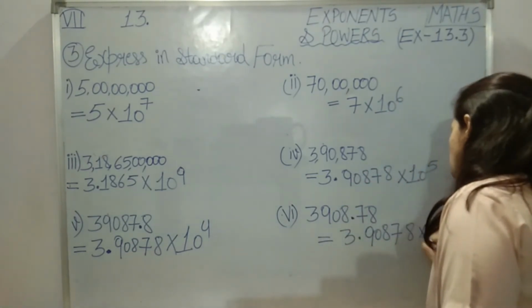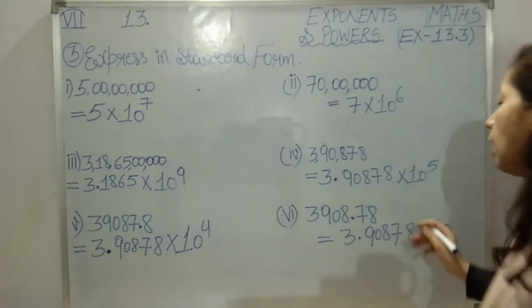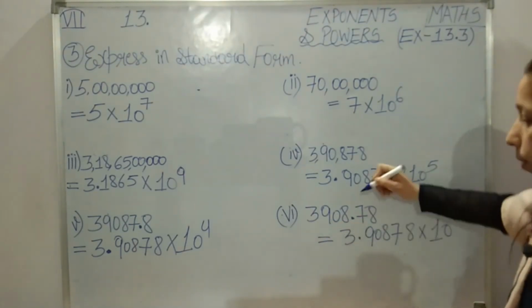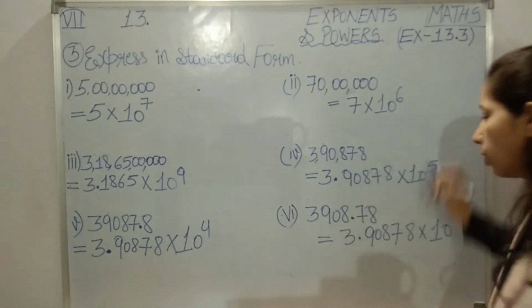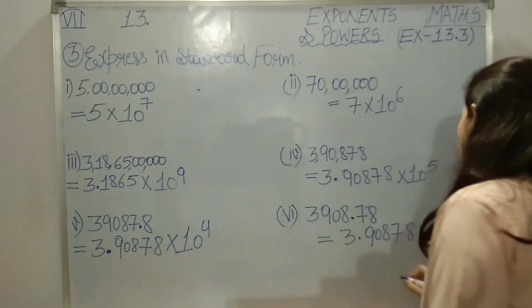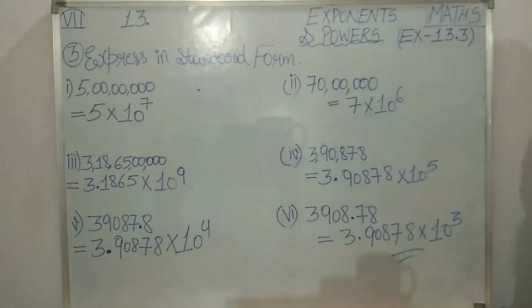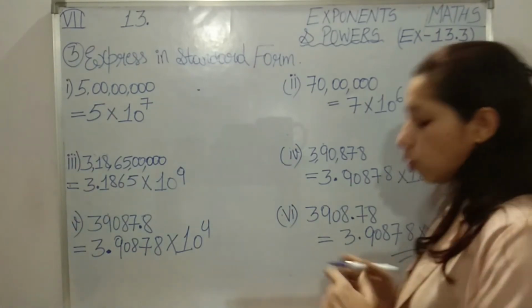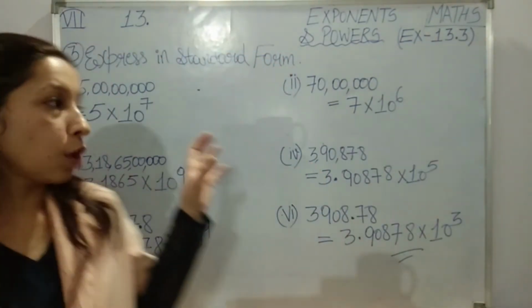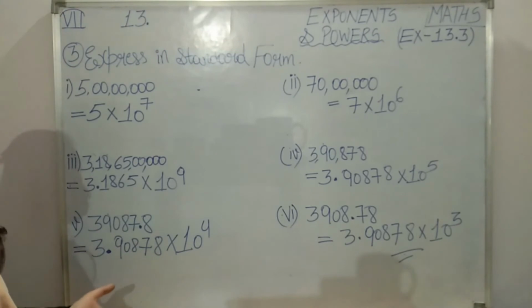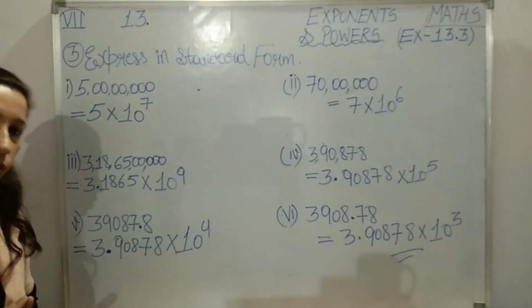3.90878 into 10 raised to the power. Now if you want to move the point this side, how many digits will it jump? 1, 2, 3. So simply 10 raised to the power 3. With this we have completed question number 3, students, and your question number 4 is also of the same pattern. There also you are going to follow the same steps. So note it down, then we'll see question number 4.